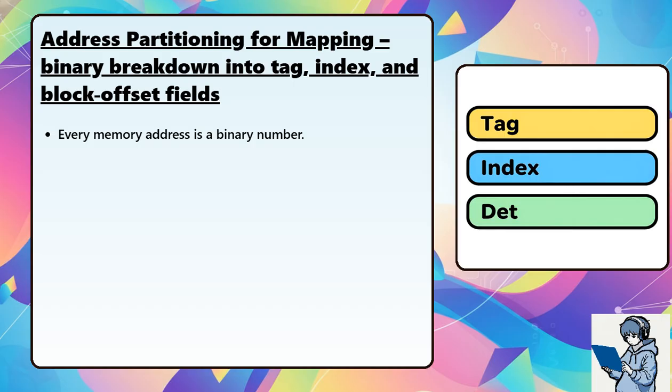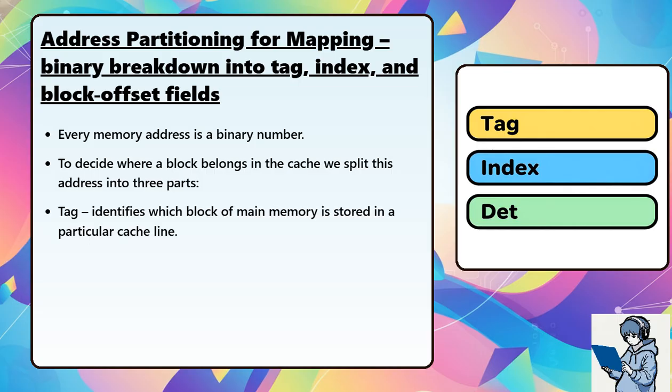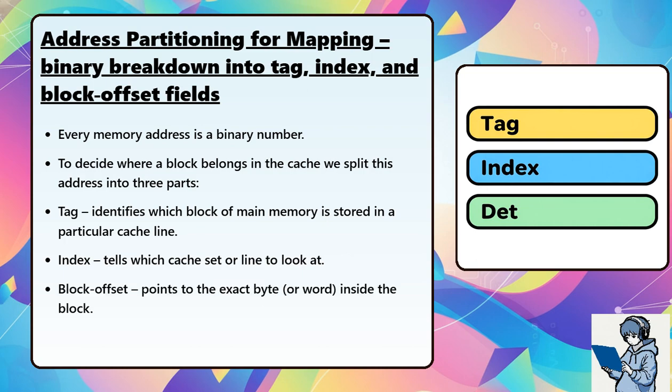Every memory address is a binary number. To decide where a block belongs in the cache, we split this address into 3 parts. Tag identifies which block of main memory is stored in a particular cache line. Index tells which cache set or line to look at. Block offset points to the exact byte or word inside the block.